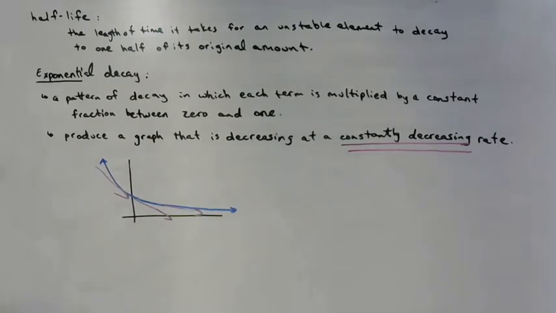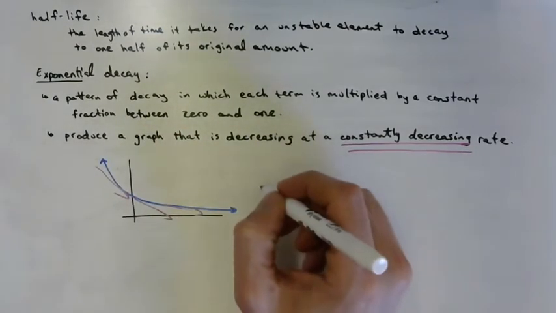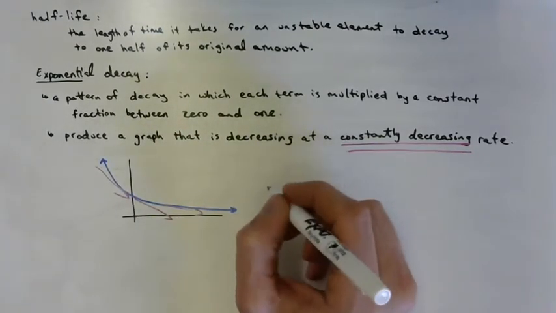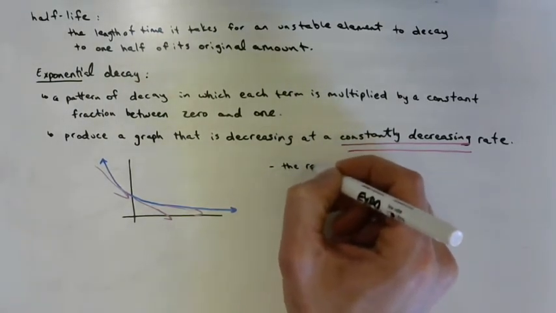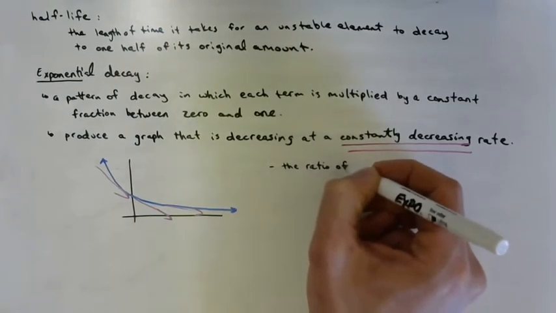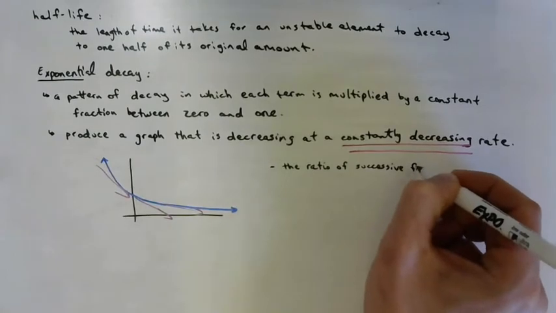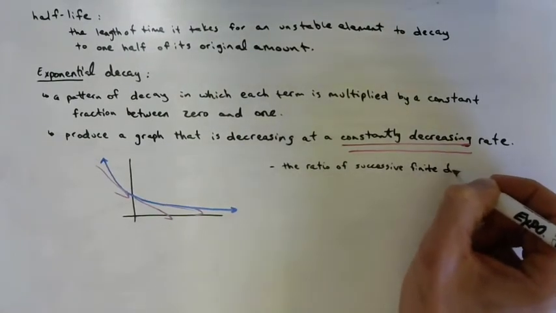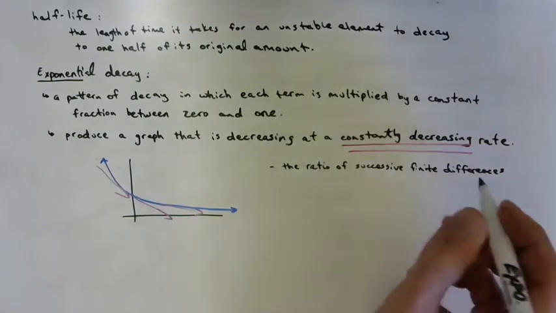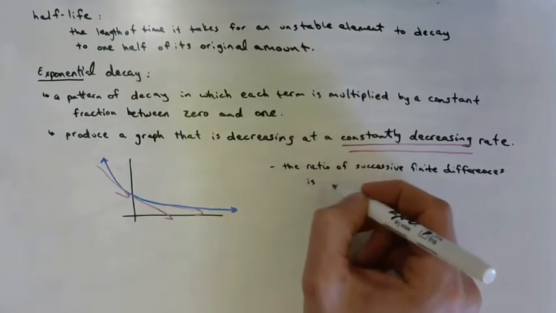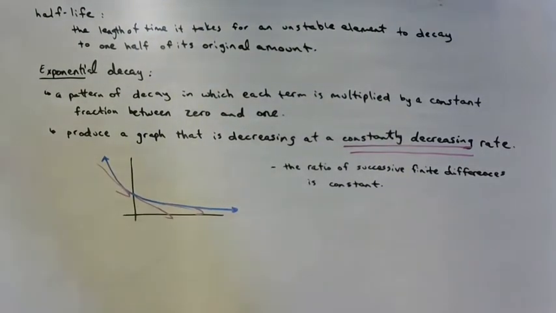And same as yesterday with exponential growth, we talked about the finite differences. And we just want to make a note then, the ratio of successive finite differences is constant. And we'll see that as we move along.